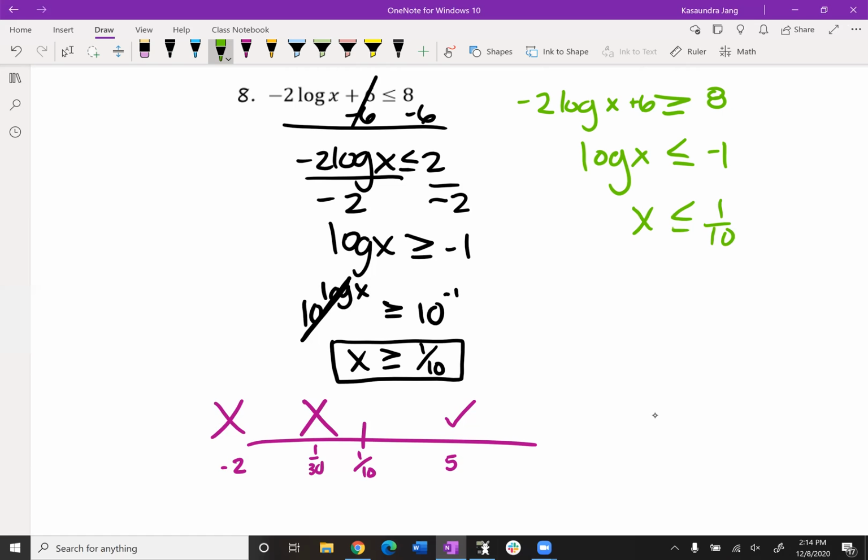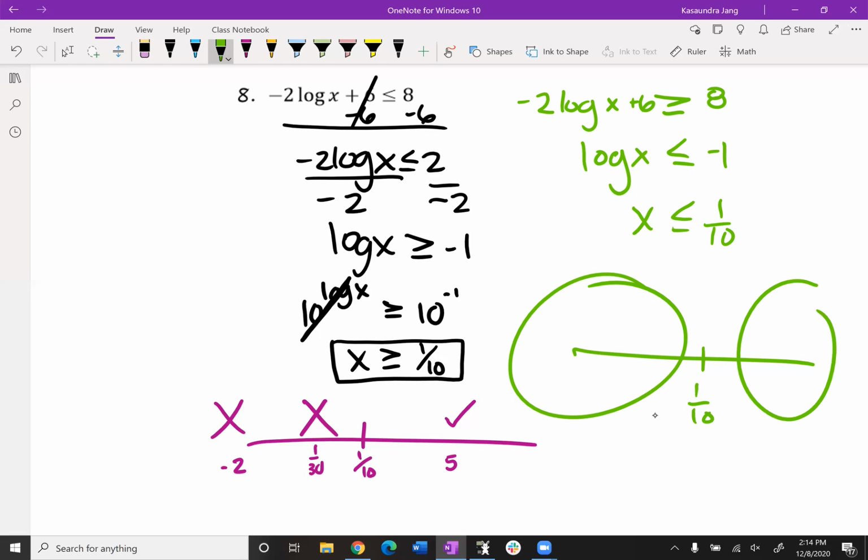Okay, so this is what I would get. It's just that the inequality is facing the other way, right? On my number line, here's my 1/10. If I wanted less than or equal to, then this stuff to the left are less than, smaller numbers, right? But this stuff over here would not work. Those would be greater than.